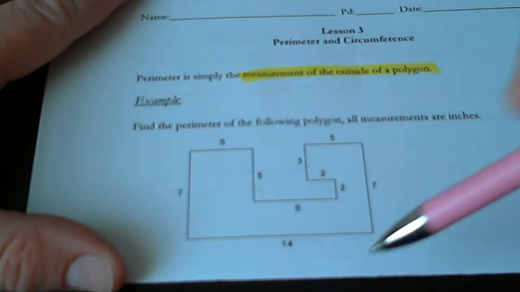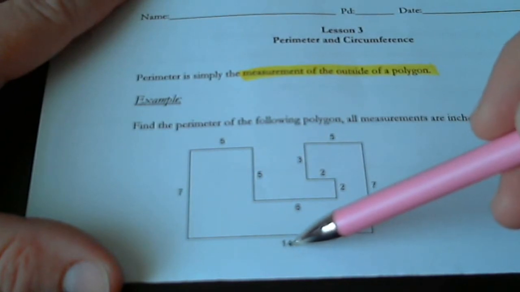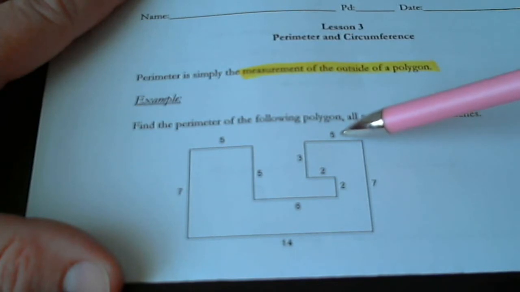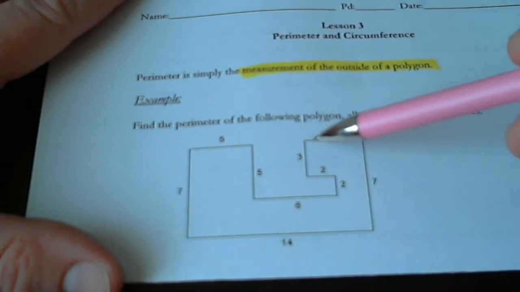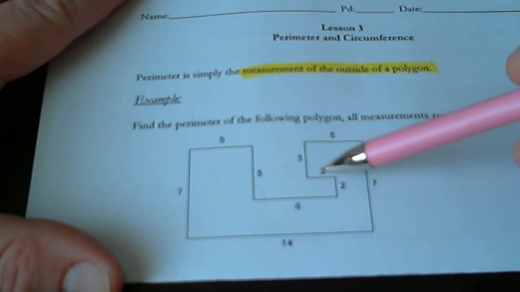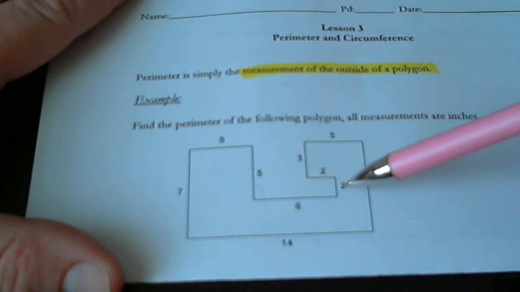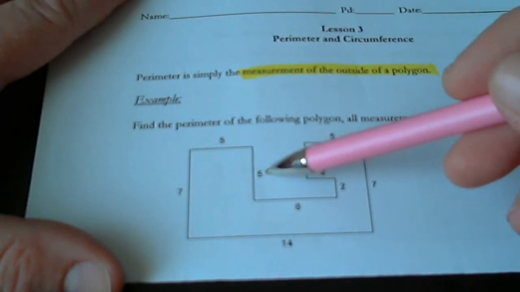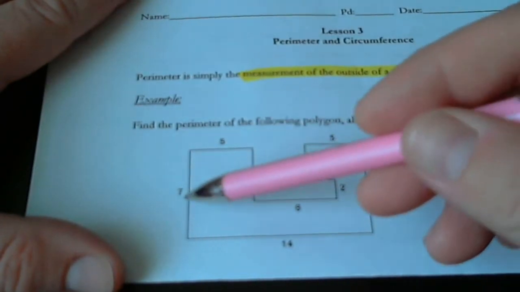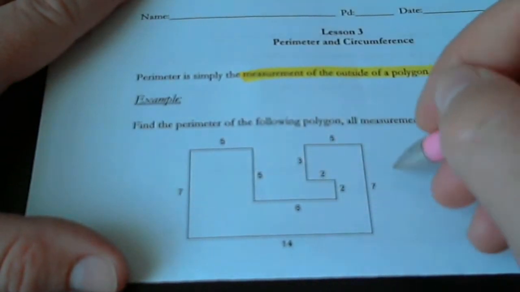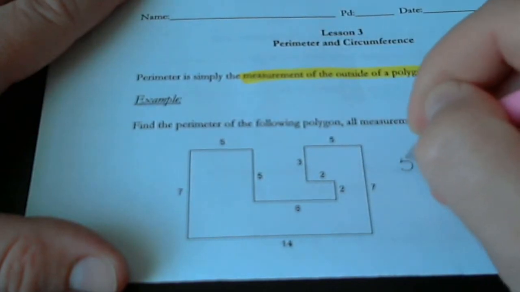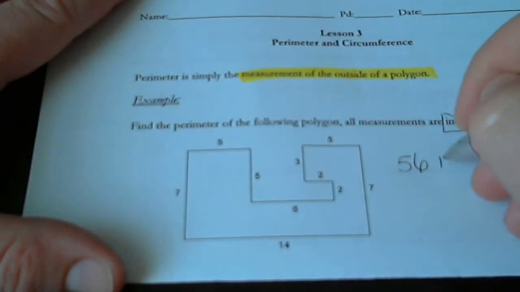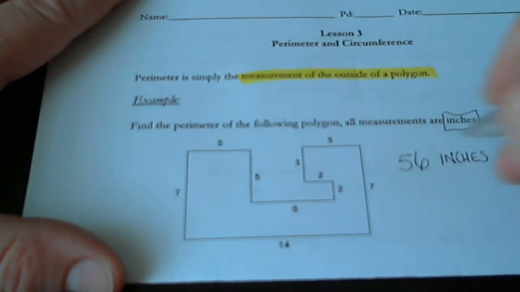So let's count. We have 14 down here at the bottom, plus 7 is 21. 21 and 5 is 26. Plus 3 is 29. Plus 2 is 31. Plus 2 is 33. Plus 6 is 39. Plus 5 is 44. Plus 5 is 49. Plus 7 is 56. So we add all the sides together, we get 56. And the measurements it says are in inches. So we have 56 inches of perimeter here.